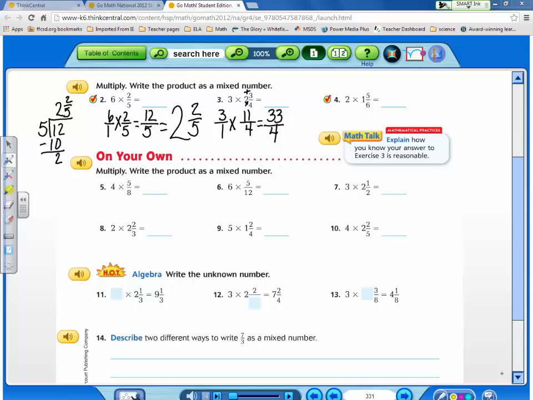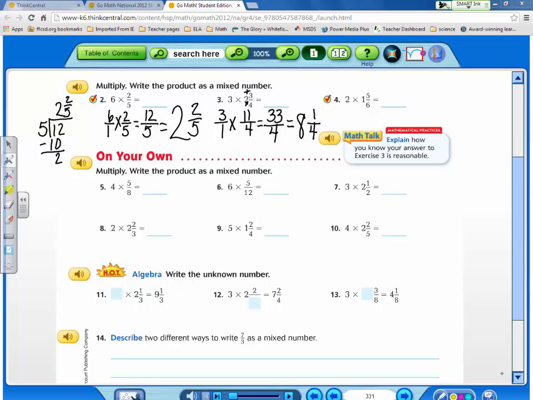And now this is a fraction greater than 1, so we have to divide. How many 4s are in 33? Well, there are 8, because 8 times 4 is 32. 33 minus 32 is 1, and we keep our denominator of 4. So just remember, you need fractions to multiply fractions. So you're going to change everything into a fraction.